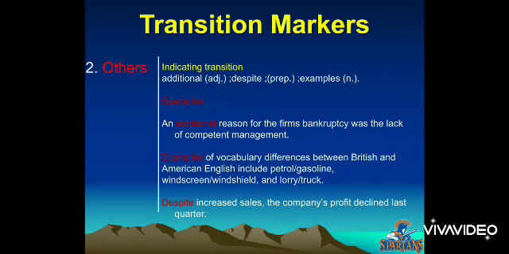Examples of vocabulary difference between British and American English include petrol, gasoline; windscreen, windshield; and lorry, truck. Here also, the use of the word examples suggests that there is a previous idea which is connected to this one. Another example: despite increased sales, the company's profit declined last quarter.